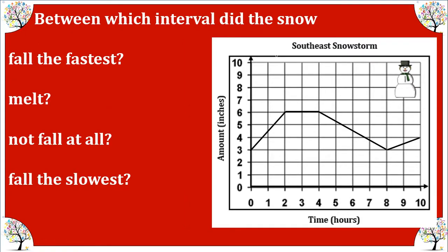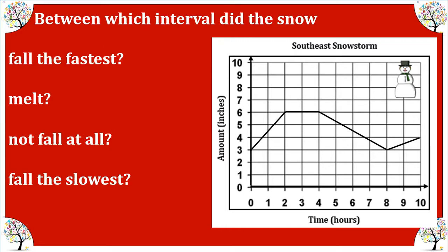Let's use this story graph to answer our questions. Here we have a snowstorm, and over given time, specifically hours, the amount of snow piled up. Or in some cases, it decreased. So we're going to be looking from hours 0 to 10 during a snowstorm, how much snow was accumulated, or how much snow melted. So let's go through each of the intervals and determine the rate of change of how much snow fell or accumulated.